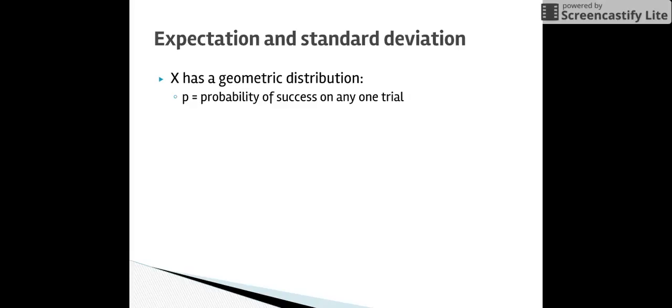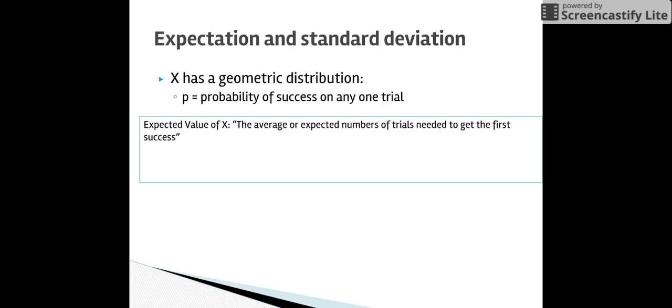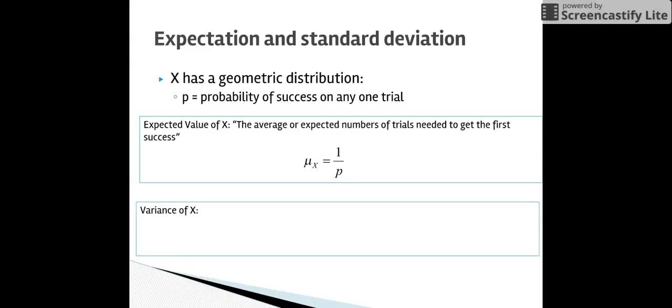Just like we did with the binomial distribution and previous discrete distributions, we'd like to be able to talk about center and spread. The expected value is the same thing as the mean, the average or expected number of trials needed to get the first success. The mean of that is 1 divided by p. Sometimes we want to know about the spread. We can start with the variance. Variance is 1 minus p over p squared. Remember that if we want standard deviation, we just need to take the square root of that value.